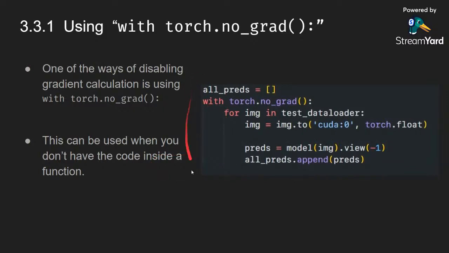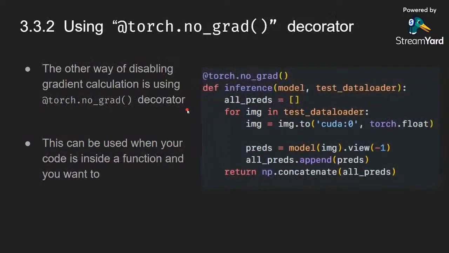So this is especially helpful if you don't have a function, let's say, so you can just use it directly and you can use it in continuation with your normal code. The other one is using torch.no_grad.